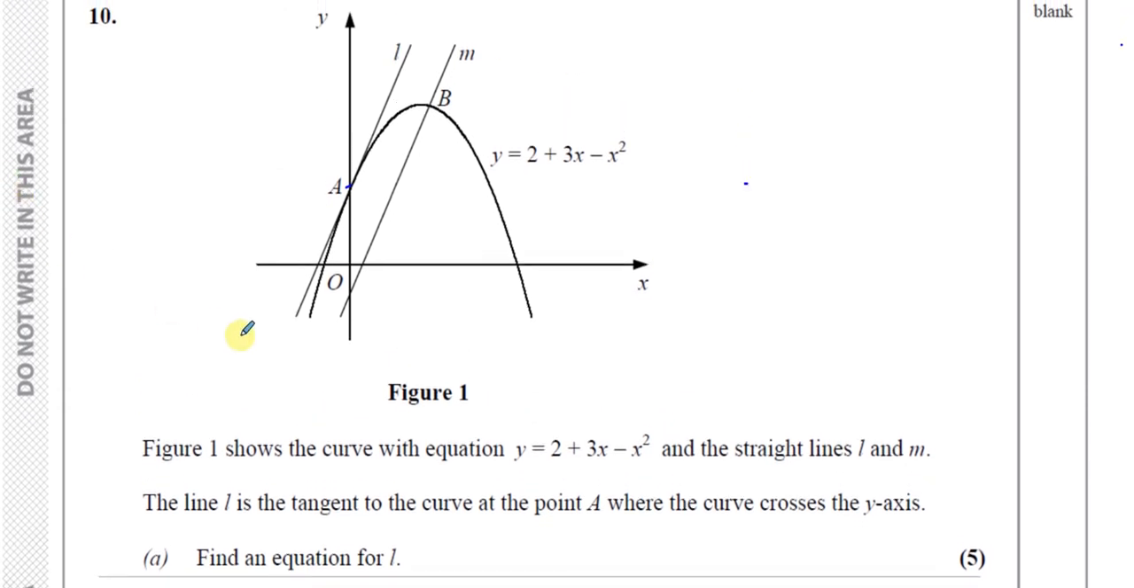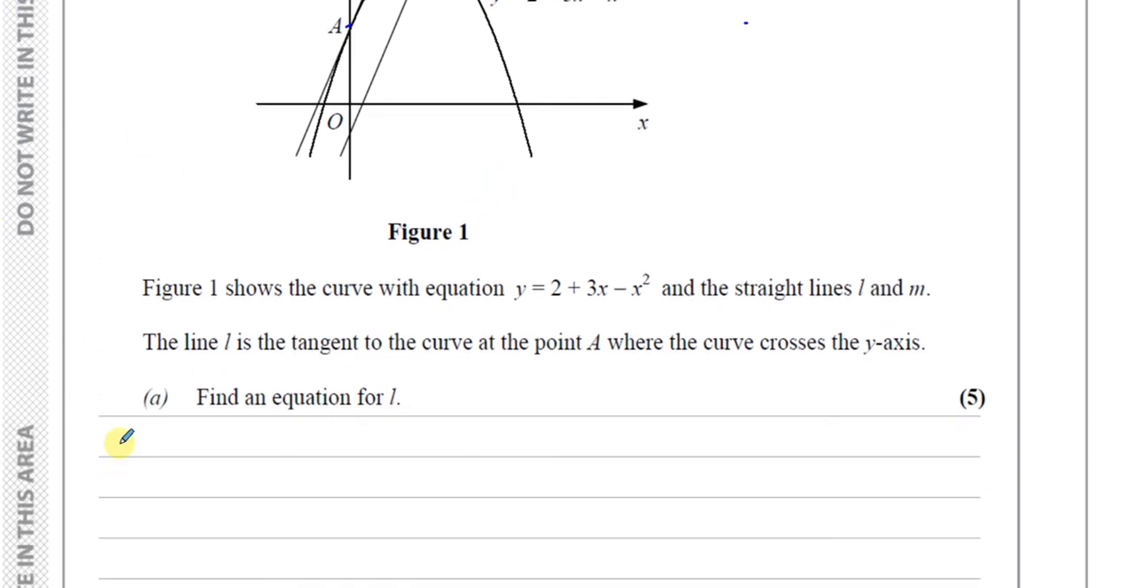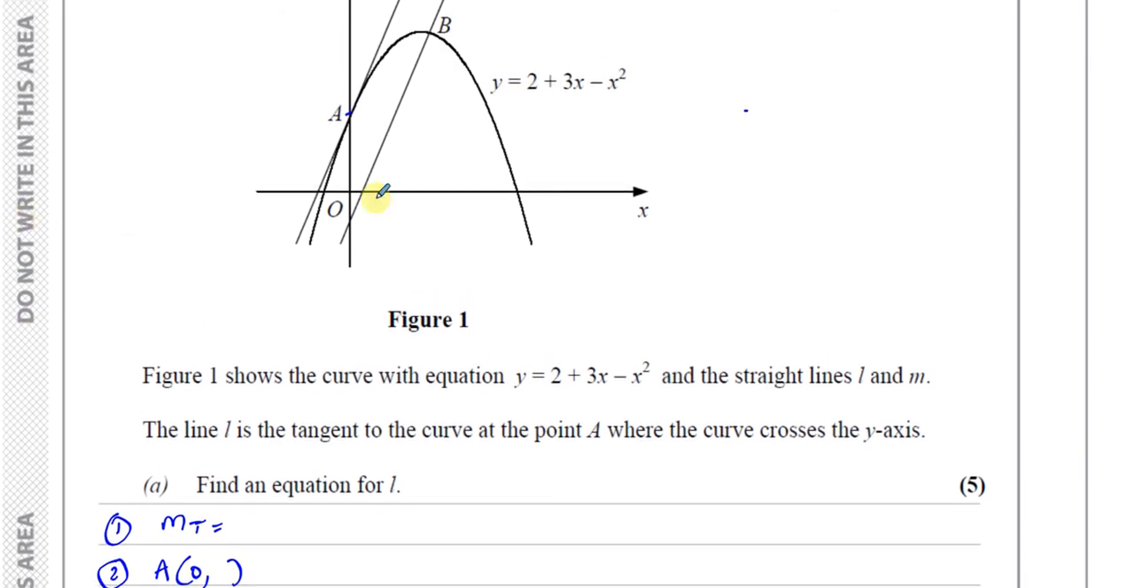So we need to find the equation of a straight line, for which we need two pieces of information: the gradient of that tangent, and a point that it passes through. We know that it passes through the point A, where the x coordinate is 0, and we have to find the y coordinate. That's what's missing. So if we find the gradient of the tangent to the curve at that point A, and the y value of the point A, we can then write down the equation of the line L.